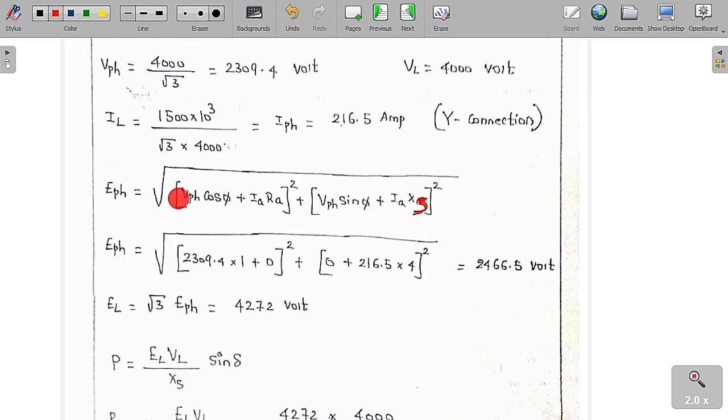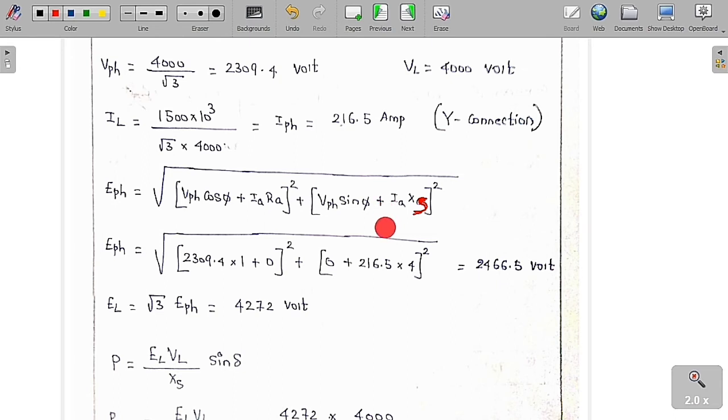As it is a synchronous generator, the EMF induced per phase is equal to under root of (V cos phi plus IA RA) whole square plus (V sin phi plus IA XS) whole square. All these values are per phase voltages only, from the per phase diagram. So therefore, this is the EMF equation of the synchronous generator. Plus for the lagging load, minus for the leading load. All these things I have already told you.